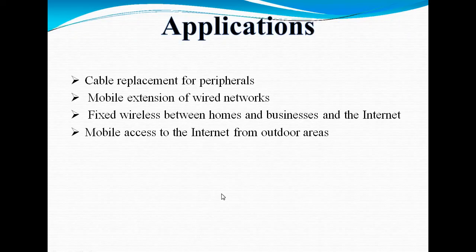So next is the application. In application, first, cable replacement for peripherals. Peripheral devices means the replacement of input output, mobile extension of wired network, fixed wireless between homes and business and the internet, mobile access to the internet from outdoor area. All are the applications of our wireless network.